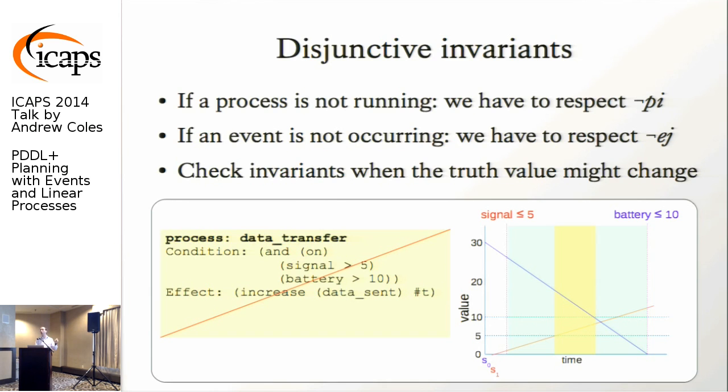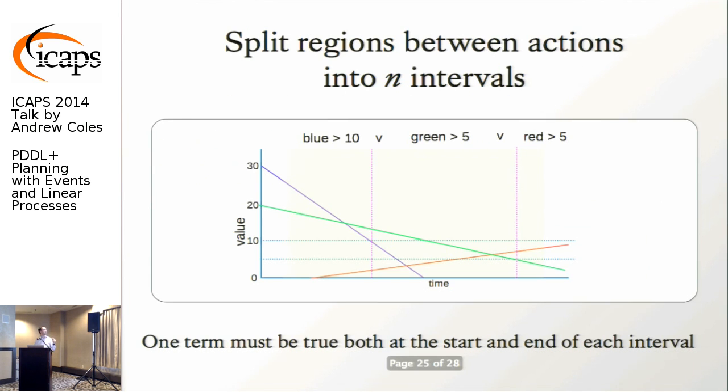Because we've got linear monotonic change, we can actually exploit this. We can split regions between the points at which you check invariants. We can add extra dummy points. So if we have a disjunction which comprises n terms, we need to split the region between 2 actions which change the variable into n intervals. So here's an example of a condition: either blue is greater than 10, or green is greater than 5, or red is greater than 5. We need to respect this disjunctive invariant across that interval.